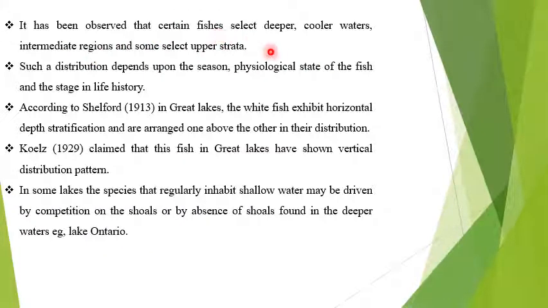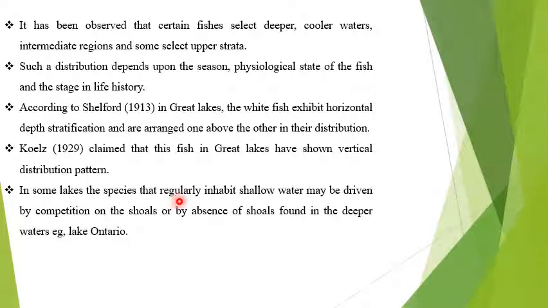It has been observed that certain fish select deeper, cooler water and the intermediate region, while some choose the upper strata. Distribution depends upon the seasonal physiological state of the fish and the stage of the life history. According to Shelford in 1913, Great Lake whitefish exhibit horizontal depth stratification, arranged one above the other, while Coleman in 1929 claimed that freshwater fish in the Great Lakes show a vertical distribution pattern. So different fish choose various habitats and depth patterns under various ecological and morphological conditions, and different fishes are found in different strata of the water body.